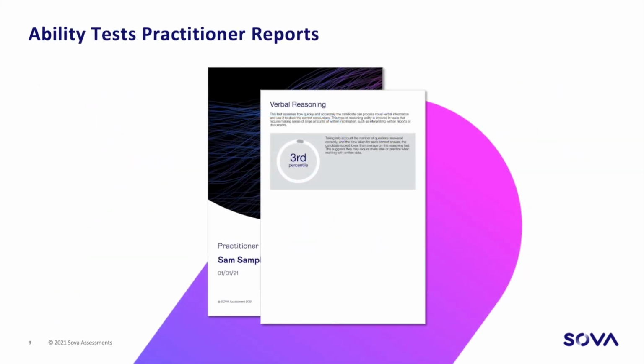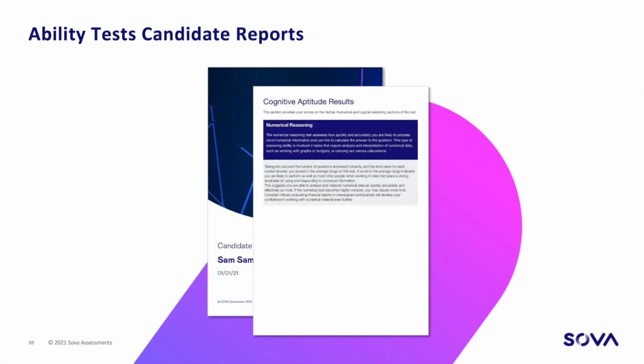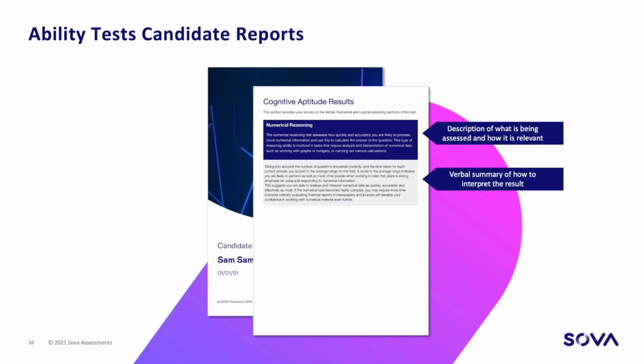Reports are available for practitioners and present results in terms of percentiles, along with a description of what is being assessed and how it is likely to be relevant to the world of work. A verbal description of results is also provided to support interpretation. Reports are also available for candidates, which provide a description of what is being assessed and how it is likely to be relevant to the world of work, along with a verbal description of results to support interpretation, but without the percentile score.